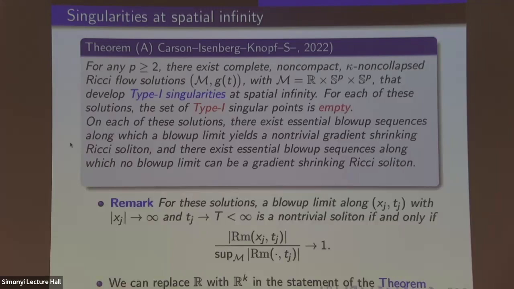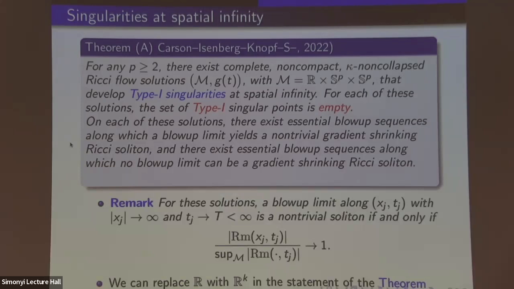So this means that there is no type 1 singular point, which was the assumption. It's all at infinity. Exactly. So you remember, if there is a type 1 singular point, then the singularity models are always the shrinkers. That's what their theorem says. But here we construct flows where they develop singularities at spatial infinity. There are no type 1 singular points.